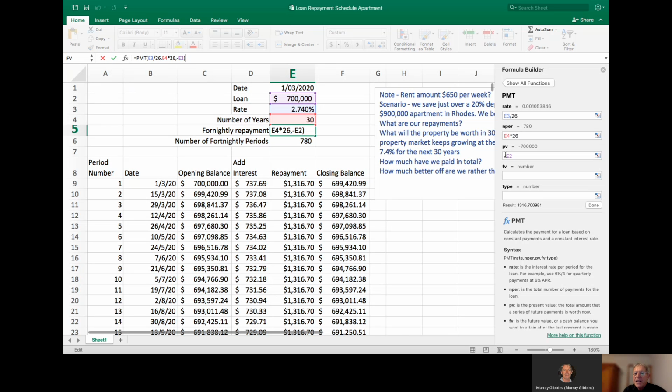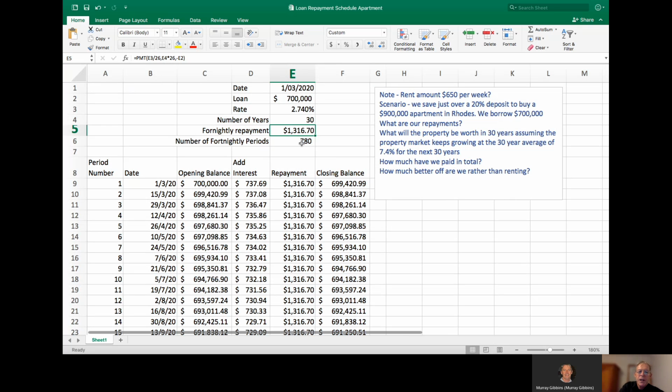Notice I'm putting it in as a negative loan amount, and that's going to make sure that the answer I get is a positive result. If I put a positive PV in, it's going to show me a negative result. Remember, think cash flow in, cash flow out, debits and credits sort of stuff. Once you've got the data in, you'd press done or OK or press on the tick. And it's calculated the repayment to be $1,316 every fortnight, roughly, $650 or whatever a week is going to cover this loan.